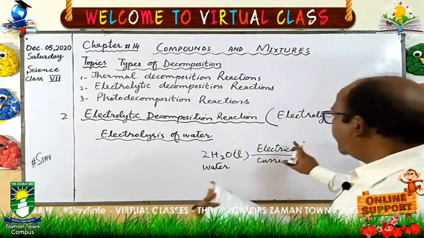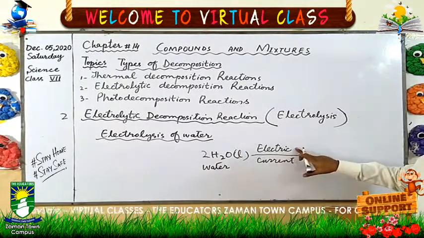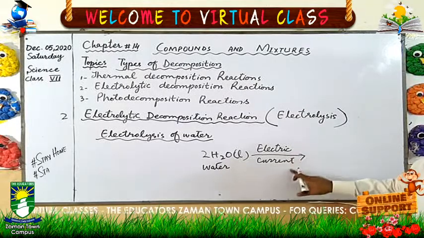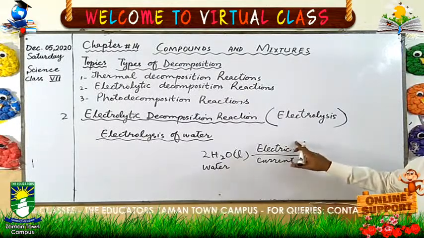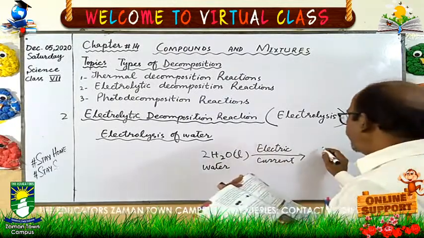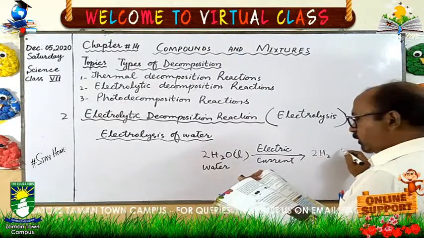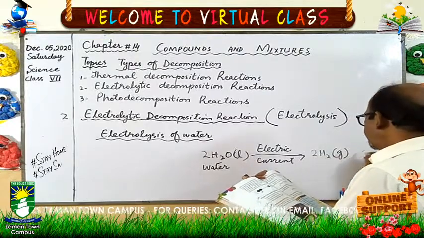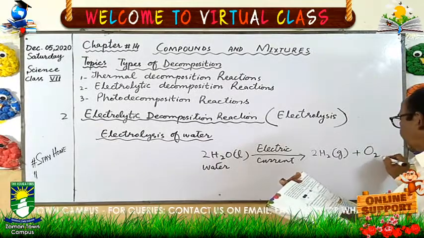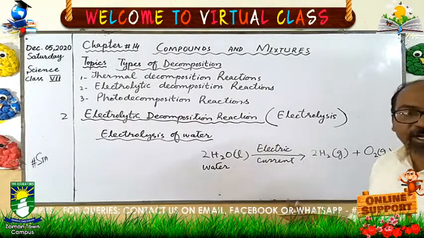Okay, in the first reaction we wrote heat here because we were providing heat. Now we are providing electric current, so electric current will be written on the arrow. So it will be broken down into hydrogen gas and oxygen gas. So it is separated into hydrogen and oxygen.